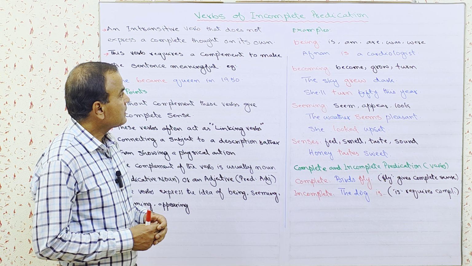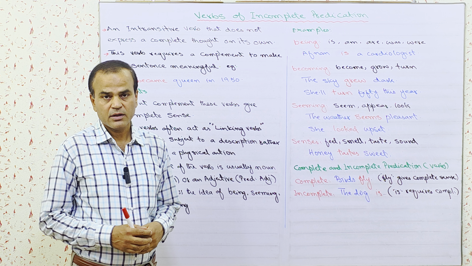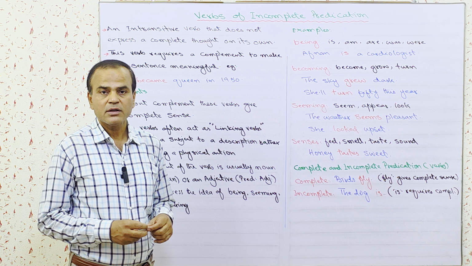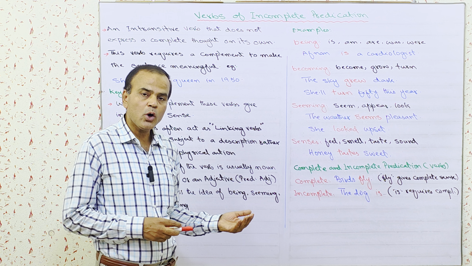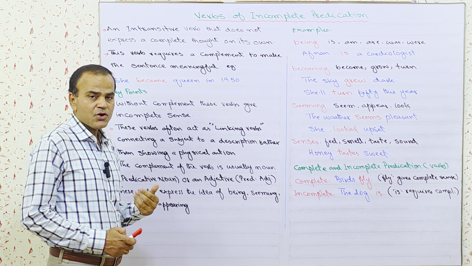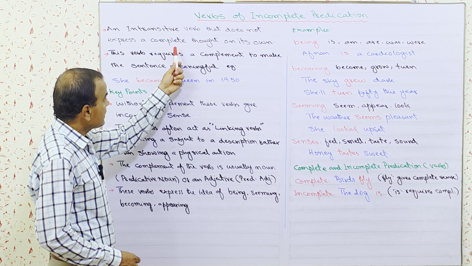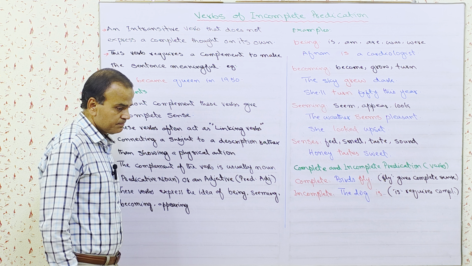But there are some verbs that need some other words to complete their meaning. And those words are not the object, but they are called complement. So let's know more about such verbs and how we can identify them. So mostly the intransitive verb that does not express a complete thought on its own.